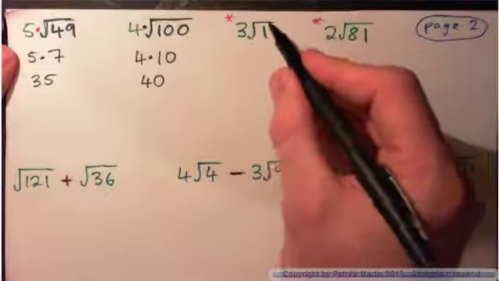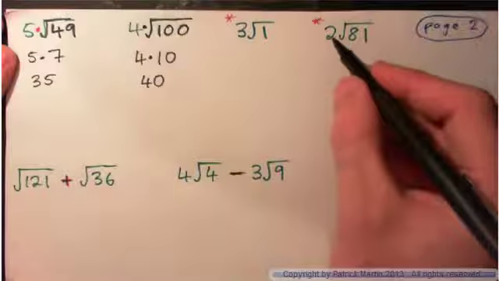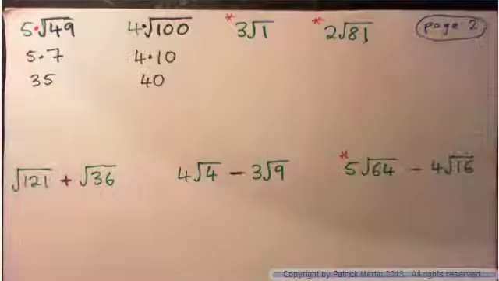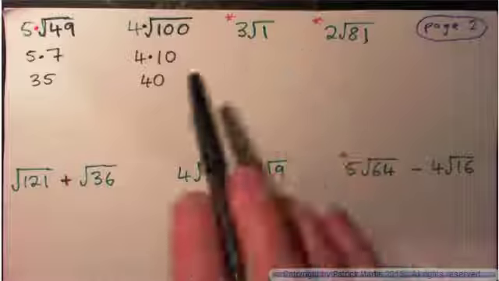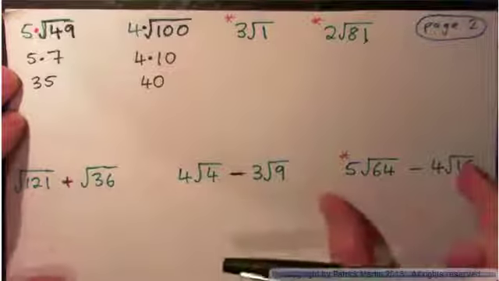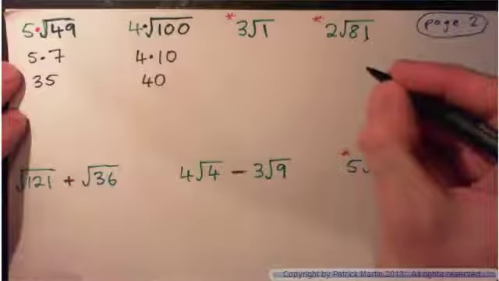Now, can you do this one, please? 3 written beside root 1. Figure this one out, and this one: 2 written beside root 81. So please, if you need more time, press pause on the video and figure it out for yourself. Figure out both of these examples. Okay. So did you press pause and try it? Okay, I'm going to do it now.